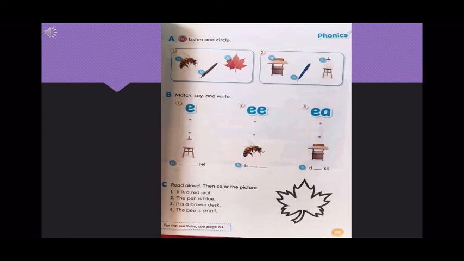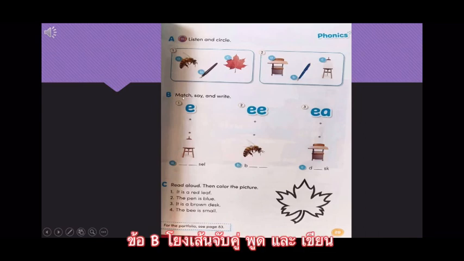Number 1. Leaf. Number 2. Easel. Okay. Number 1. What is number 1? Number 1 is leaf. Number 2 is easel. So which one? This A, B, C. So you circle the answer.